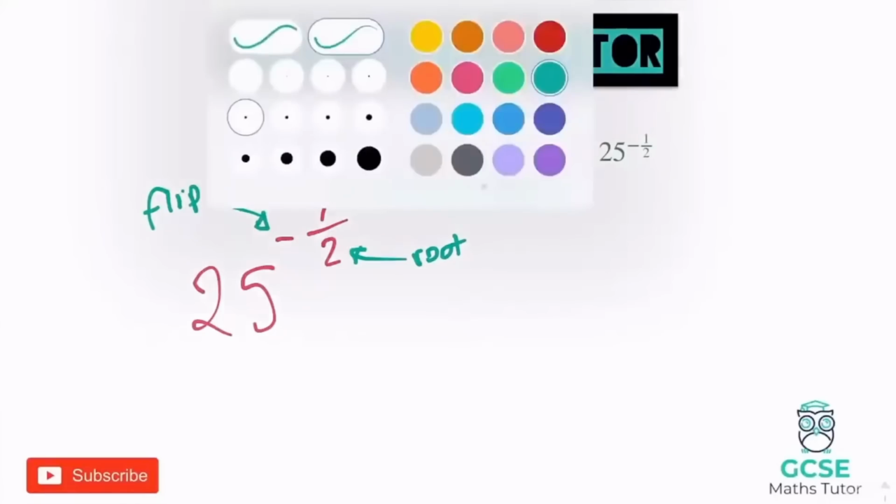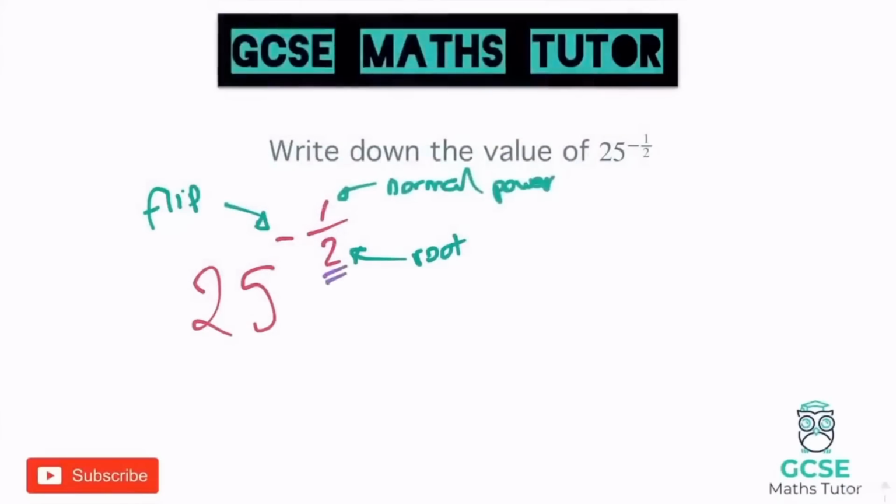Now, I tend to always go for this number on the bottom first, purely because it's easier to do the root of a number than it is to then do the normal power when the number's quite large. If we imagine there was a normal power of 2 on the top, it'd be a lot easier for us to square root this than it would be to do, say, 25 squared first. So I always do the number on the bottom first. That's just personal preference, although you can do it in any order that you like.